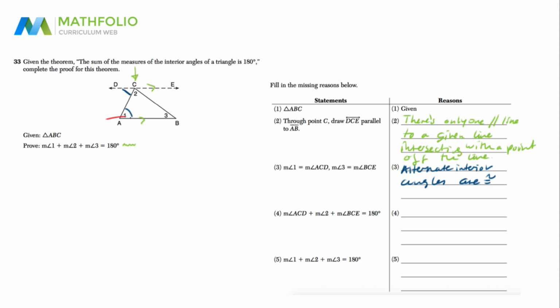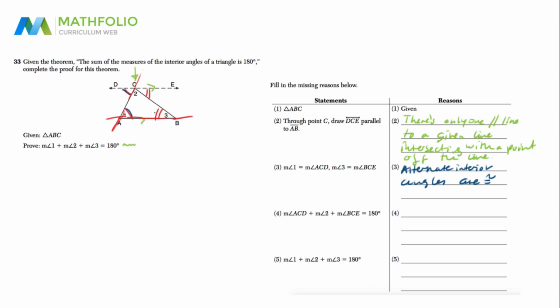Two parallel lines. These here are parallel, this whole thing. This is like your transversal. And so angle 1 equals this angle up here. Next, and also measure of angle 3, which is right here, is congruent to measure of BCE right here. So that's all part of the same reason, number 3. Next it says the measure of angle ACD, A to C to D, plus the measure of angle 2, plus the measure of angle BCE equals 180 degrees.